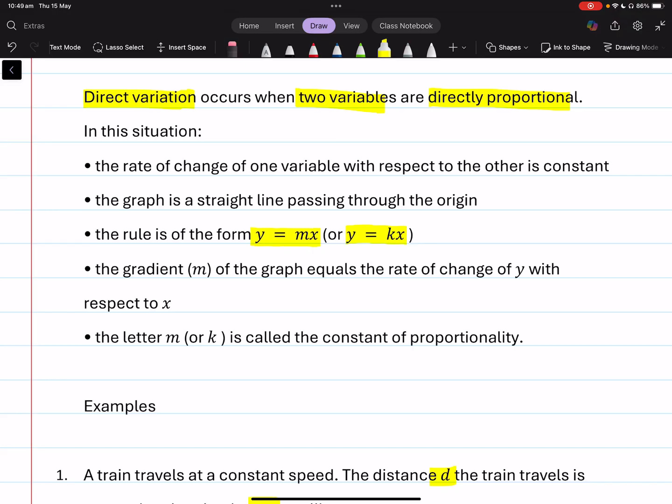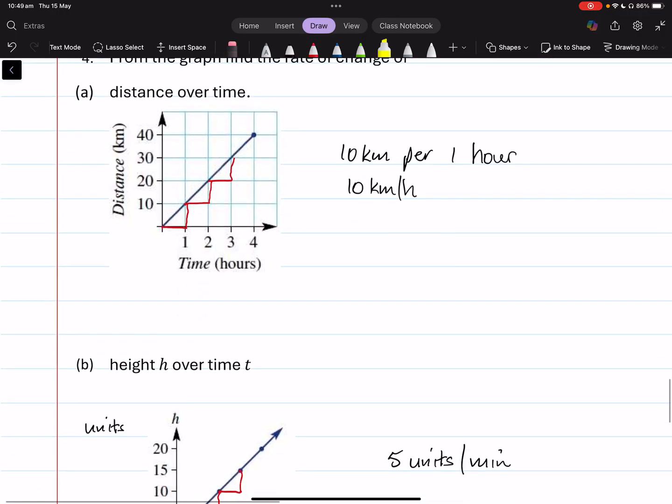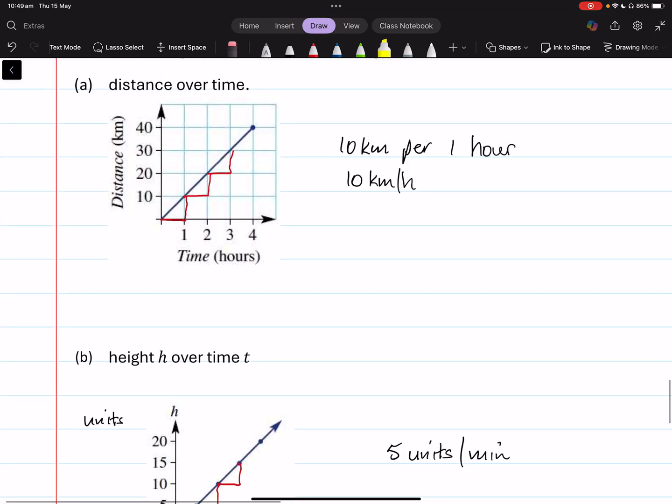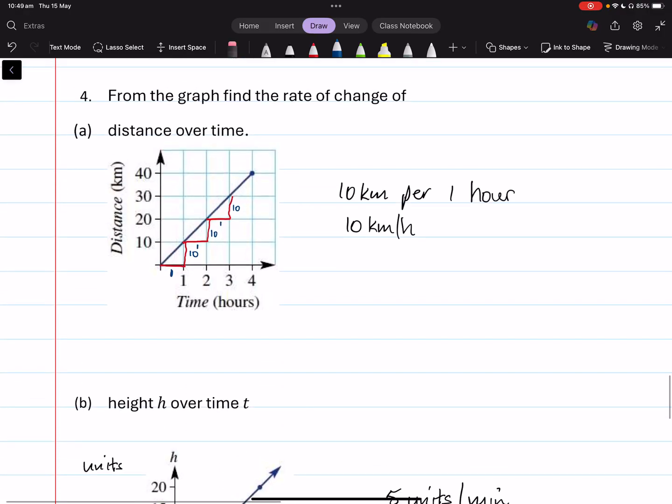The first dot point says the rate of change of one variable with respect to the other is constant. Let me just explain that. Let's go back to the graphs at the bottom there. You will notice that there is a constant change. Every one that we went across, we went up 10. Every one, 10. It's a constant. It's not changing how much you go up. You are always going up 10 every time you go across one. And it was the same with the graph below.